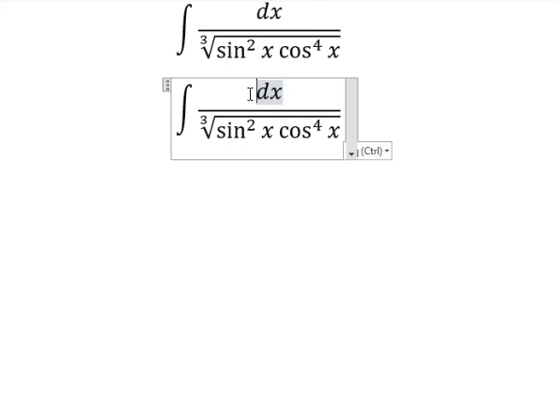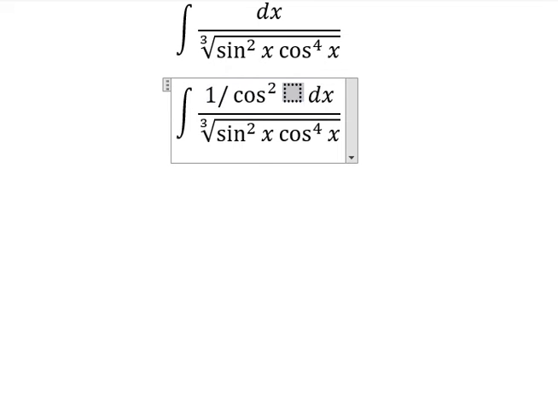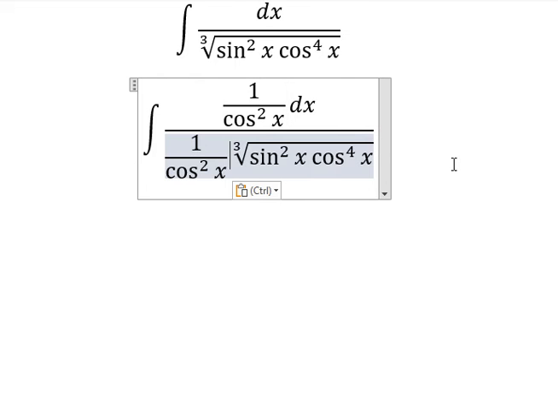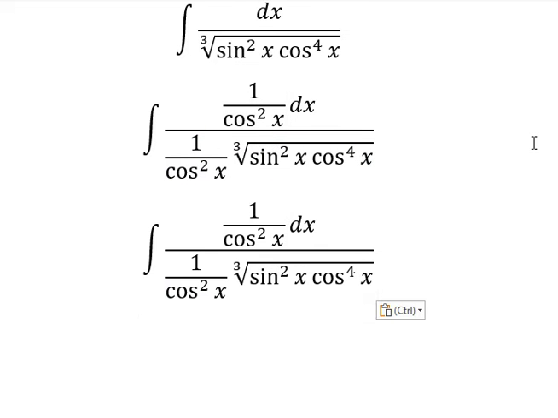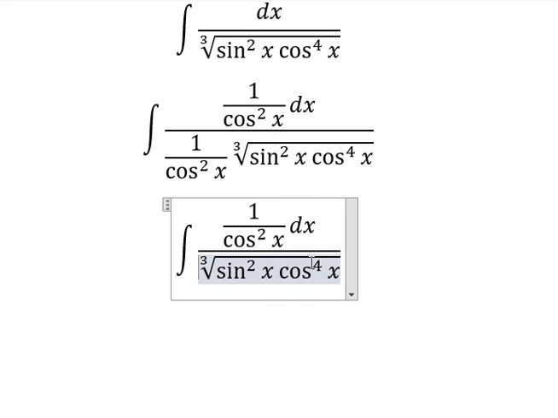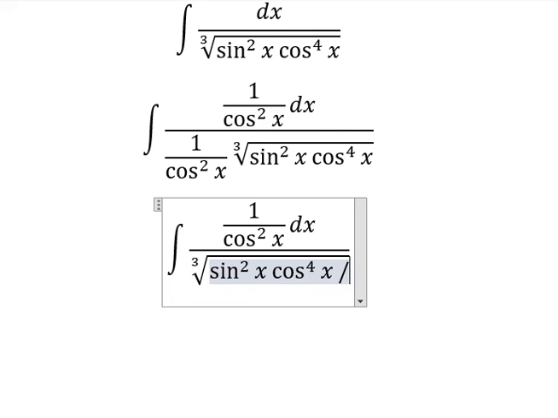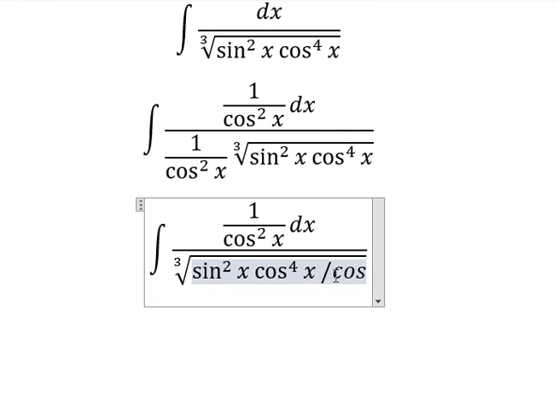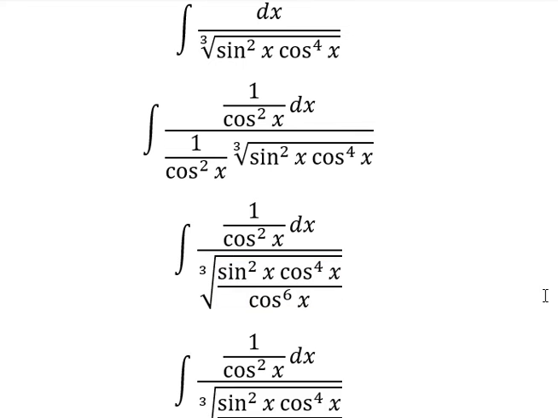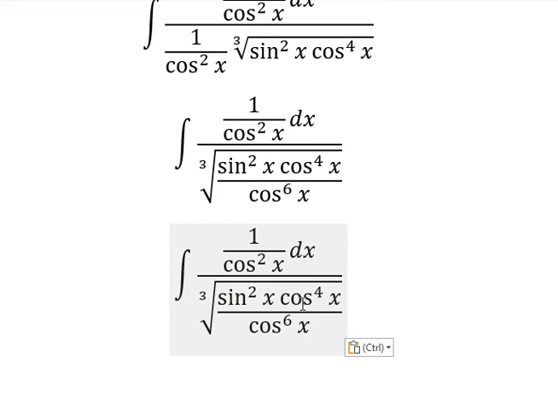I will put 1 over cosine squared s on the numerator and denominator. Next, I will put this inside the cube root, and you get cosine s to the power of 6. Next, we need to simplify cosine s to the power of 4 on the numerator and denominator.